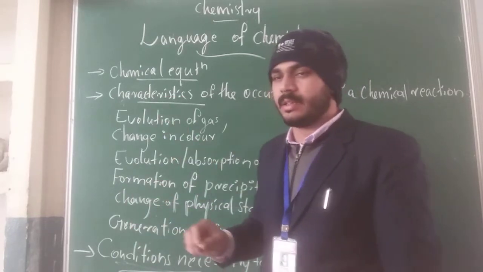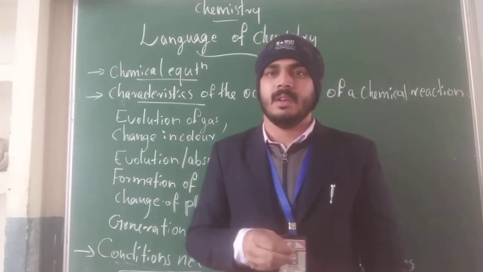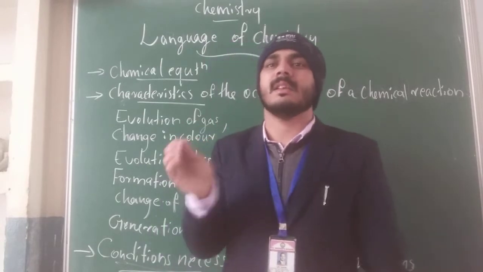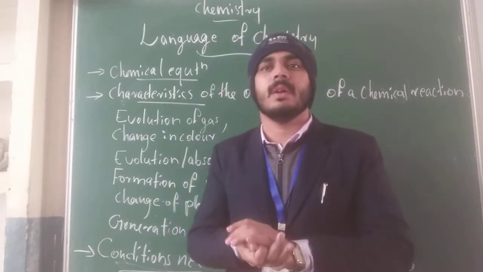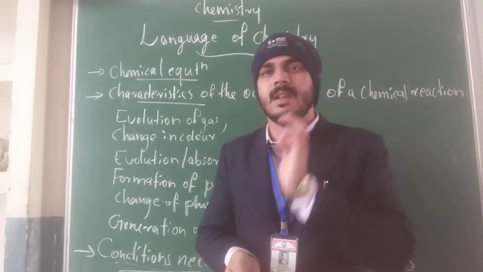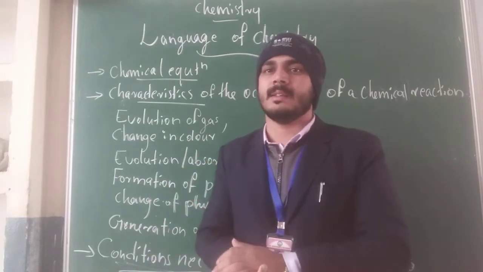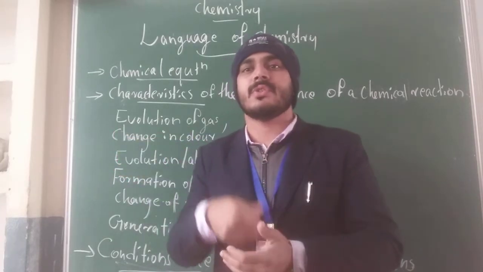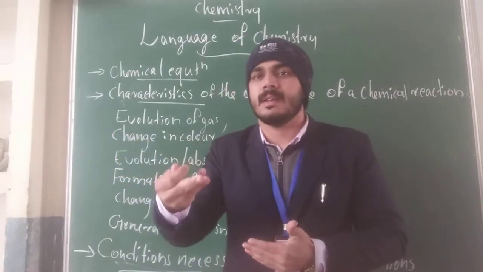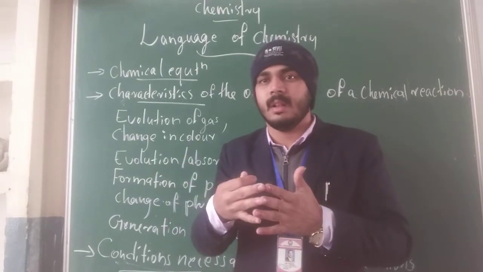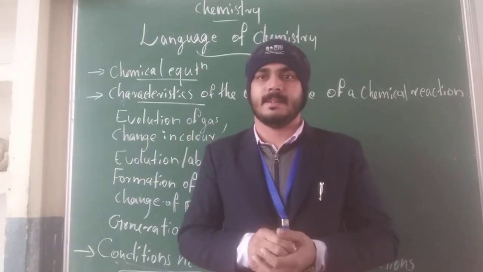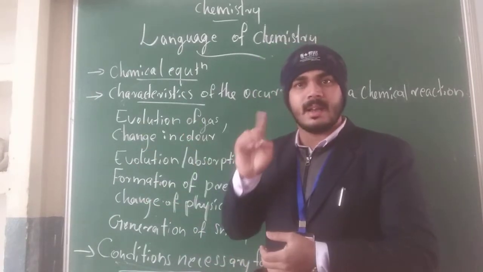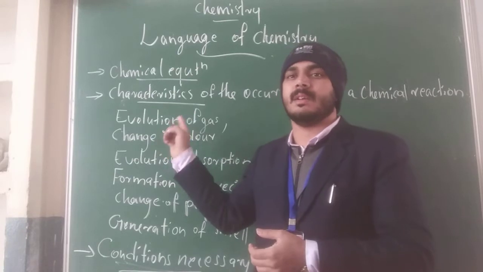The first characteristic is evolution of gas. If a few reactants react together to form a gas, we can say that chemical reaction is an example of evolution of gas. What does evolution of gas mean? While reacting, one of the products must be a gas. So here a gas must be produced in this chemical reaction.